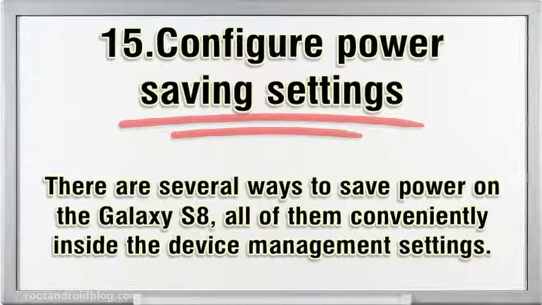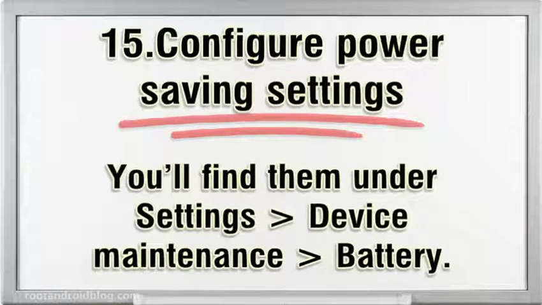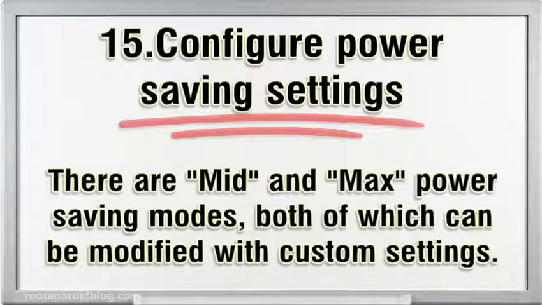15. Configure power saving settings. There are several ways to save power on the Galaxy S8, all of them conveniently inside the device management settings. You'll find them under Settings > Device Maintenance > Battery. There are mid and max power saving modes, both of which can be modified with custom settings.